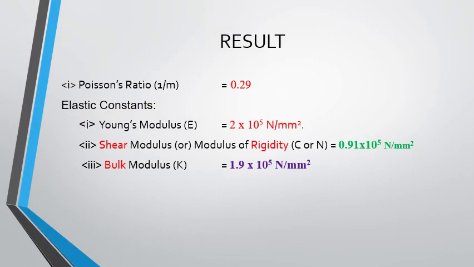So to write the result: Poisson's ratio is equal to 0.29, Young's modulus E is equal to 2.36 into 10 to the power 5 Newton by millimeter square, shear modulus 0.91 into 10 to the power 5 Newton by millimeter square, and bulk modulus 1.9 into 10 to the power 5 Newton by millimeter square. These are all the elastic constants and the Poisson's ratio, the result of the elastic constant problem. So this is a very simple problem.